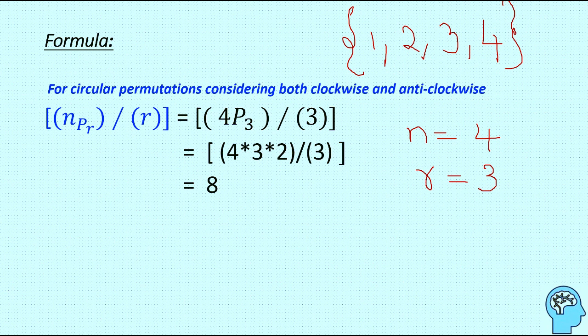So for calculating the circular permutations, considering both clockwise and anti-clockwise, the formula is nPr divided by r. So that is 4P3 divided by 3. 4P3 is 24, divided by 3 gives you the answer 8. So this is the number of circular permutations we get considering both clockwise and anti-clockwise.